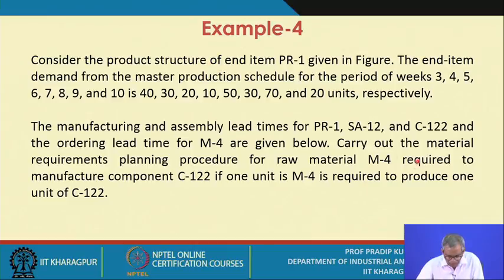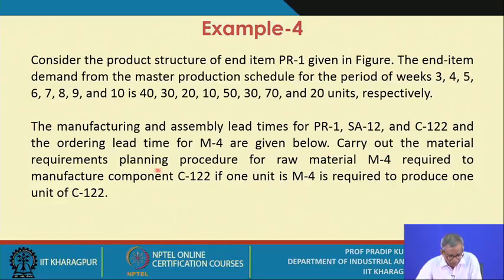Now, the lead times for PR1, SA12 and C122. SA stands for sub-assemblies, coded as 12, and C stands for the component coded as 122. The ordering lead time for M4, where M stands for material. So, you have the sub-assemblies, you have the component and you have the materials. The ordering lead time for M4 is given below. So, this information is given.